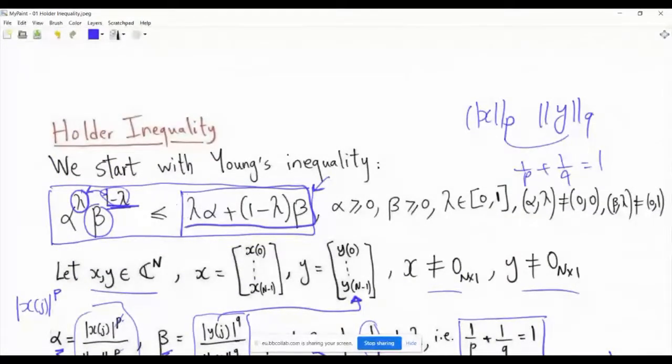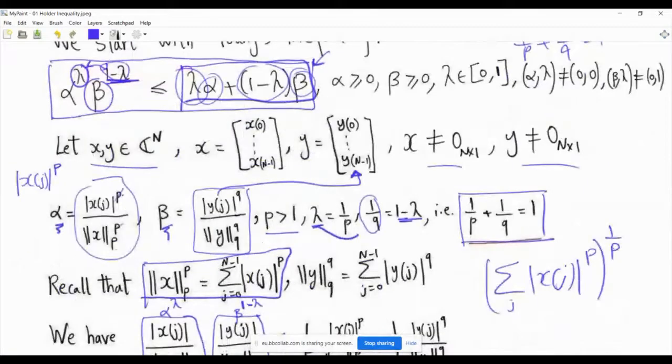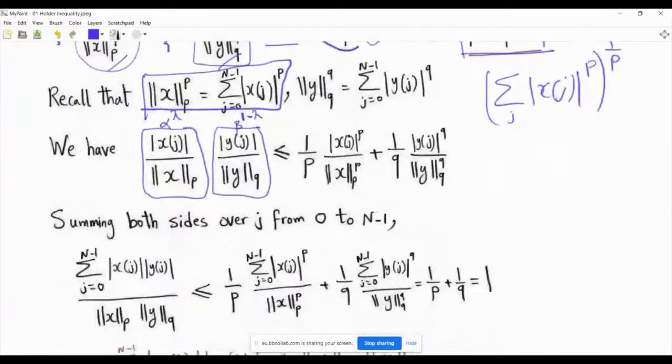So now we have every parameter specified. We know that lambda is 1 over p, 1 minus lambda is 1 over q, and then alpha and beta are given in terms of the components of vector x and vector y respectively, and so you just put everything here. This is an application of Young's inequality to the components of vector x and vector y.